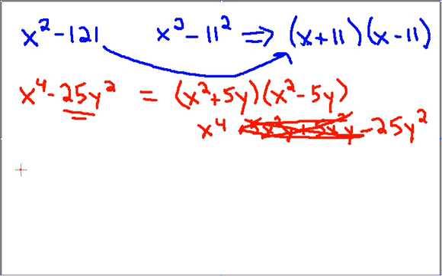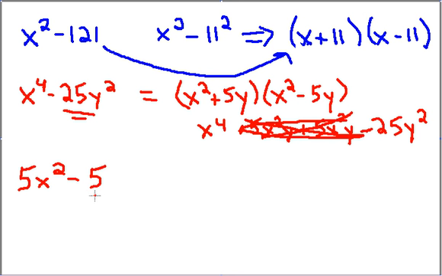Lastly, we'll take a look at one other one. 5x squared minus 10. And actually that's a mistake. That should be 5x squared minus 5. At first sight here, this is not the difference of two squares. 5 is not the square of any other integer.